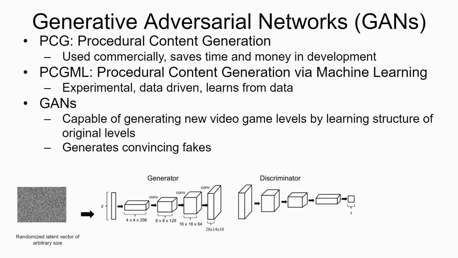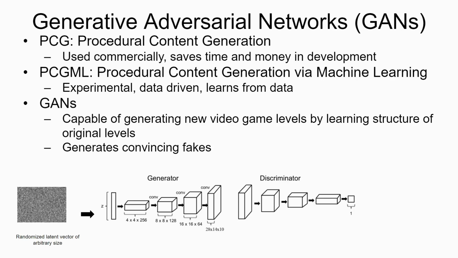This is where the Generative Adversarial Network, or GAN, comes in. GANs are capable of generating new video game levels by learning the structure of original levels. Essentially, GANs are trained on human-designed level data, which allows them to create endless levels based on the original game, which increases the replayability and eliminates the need for a human designer to create whole new levels.